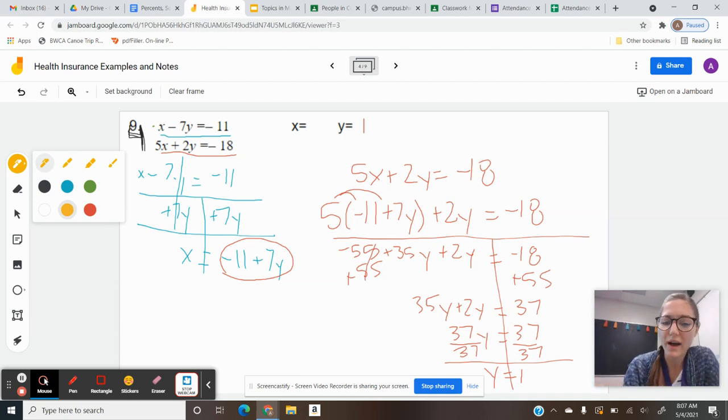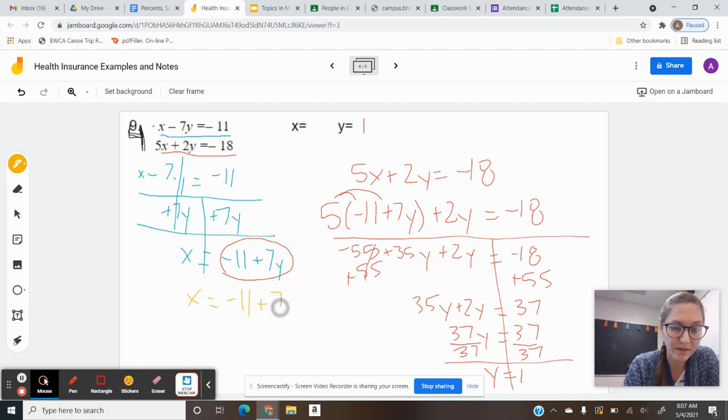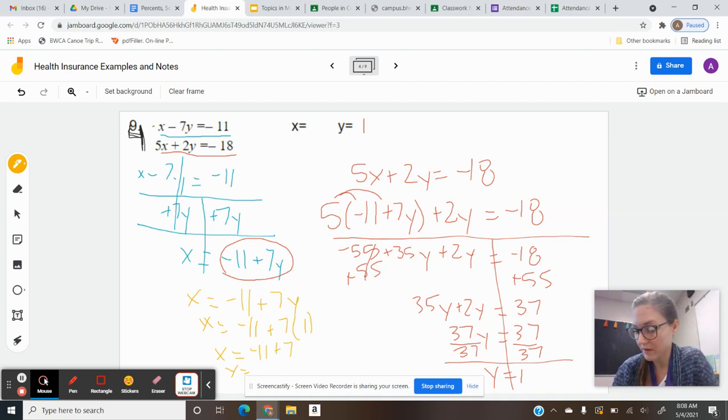So now that I know what y equals, I can go ahead and just plug it back in over here to see what my x will equal. So remember I had x equals negative 11 plus 7y. I'm going to replace that y with a 1. So then I have negative 11 plus 7 times 1. And if I solve that, negative 11 plus 7 is negative 4. So x equals negative 4.